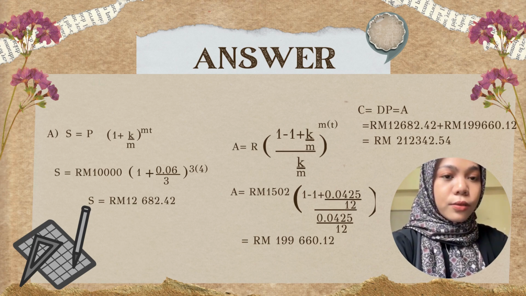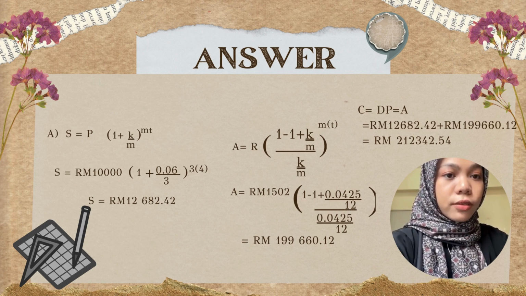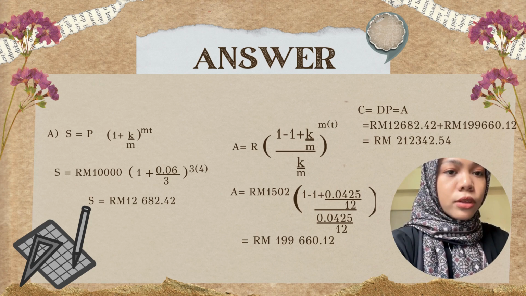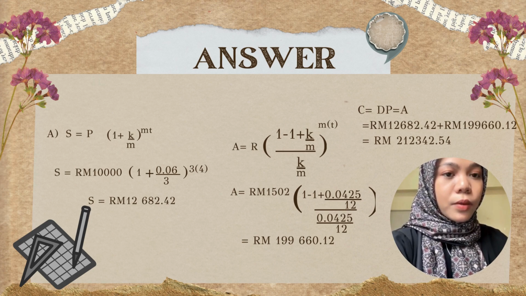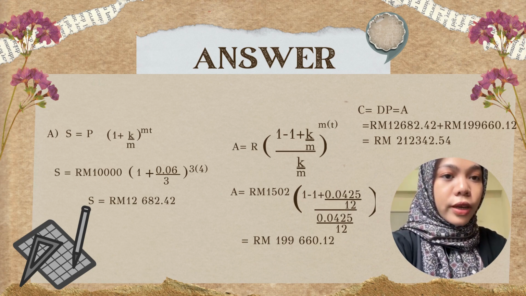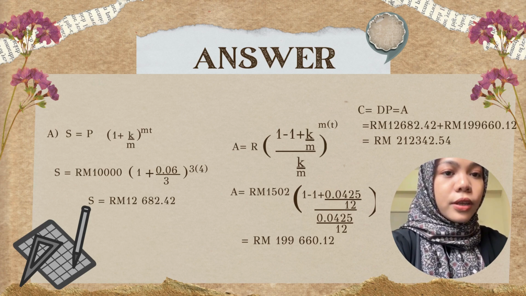So A equal to RM 1,502 bracket 1 minus 1 plus 0.0425 per 12 divided by 0.0425 per 12 bracket power negative 12 multiplied by 15. And the answer is RM 199,660.12.